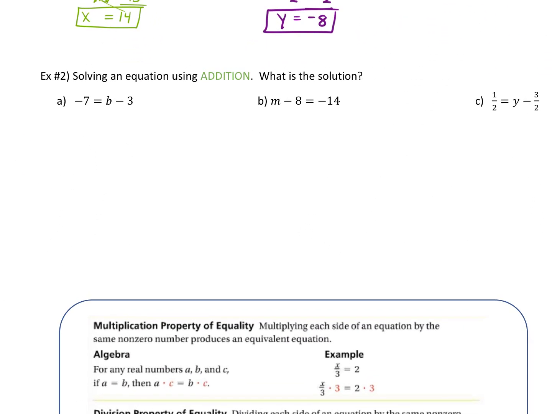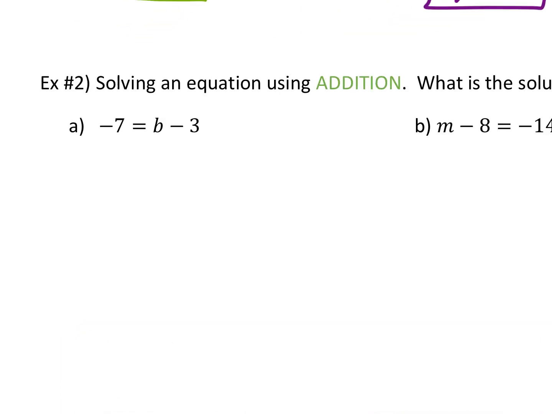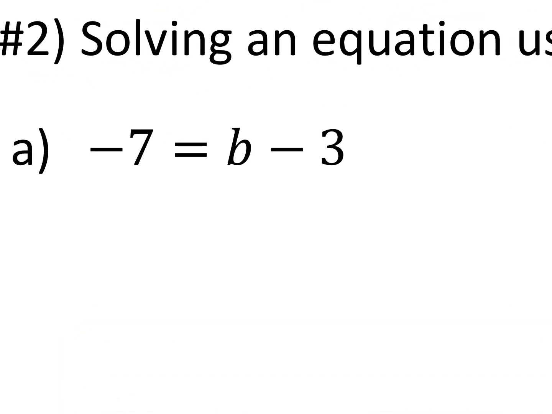Okay, take a look at this one. Our variable is on the right side. Does that change what we do in this problem? No. Same problem. You could rewrite this if you really wanted to. I wouldn't, because you risk writing something wrong. But you could rewrite this, b minus 3 equals negative 7, okay?